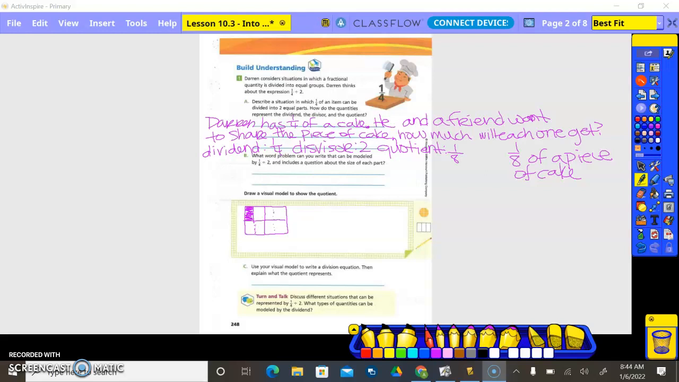Use your visual model to write a division equation and then explain what the quotient represents. So once again, it's 1/4 divided by 2, which equals 1/4 times, and then we have to do our reciprocal, right? Or flip the second one. So that would be 2/1, which then becomes what? 1/2. So 1/4 times 1/2 equals 1/8.